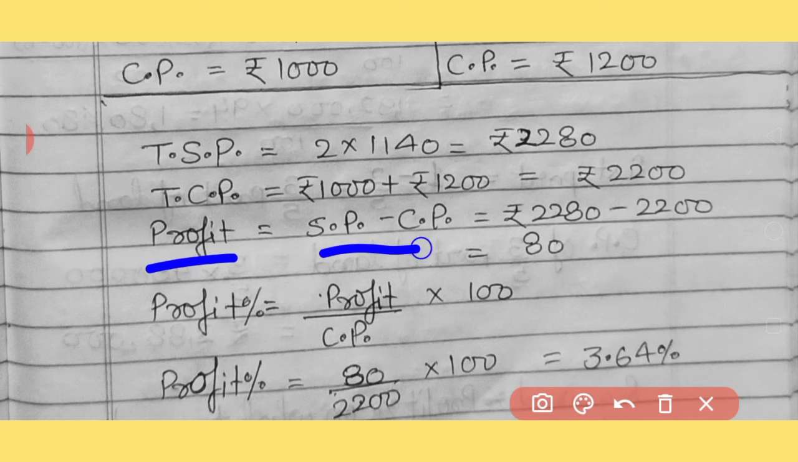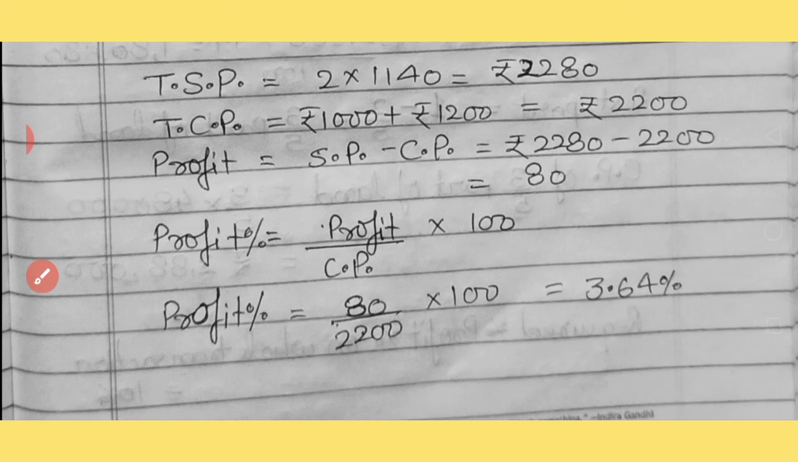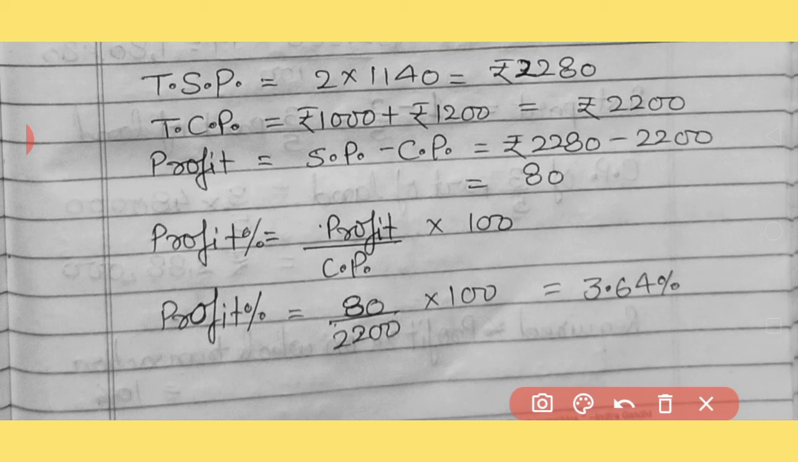So SP minus CP is equal to profit. SP is 2280 rupees minus 2200 is equal to 80 rupees. We are getting a profit of 80 rupees. According to the profit percentage formula, profit upon CP multiplied by 100. Profit percentage is equal to 80 upon 2200 multiplied by 100. After multiplication and division we get 3.64%, the approximate profit on the objects.